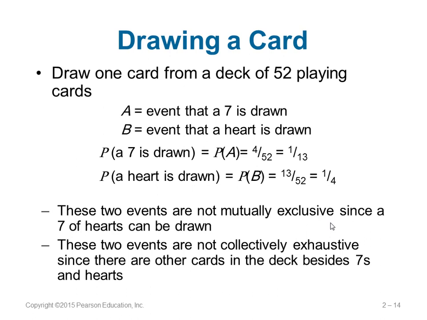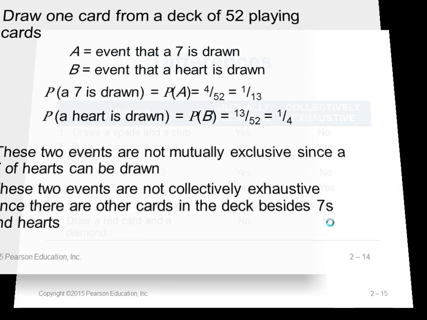Are these collectively exhaustive events? Is there nothing else that can happen? You can have number 1, number 2, number 3 and so on. You can have spade and other things instead of heart. So they are not collectively exhaustive events either.